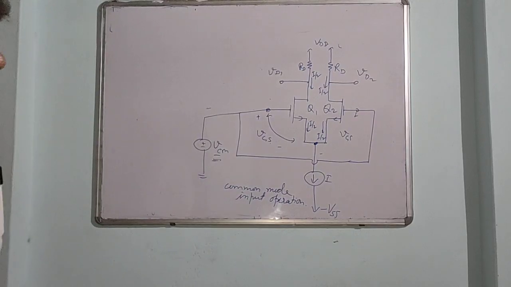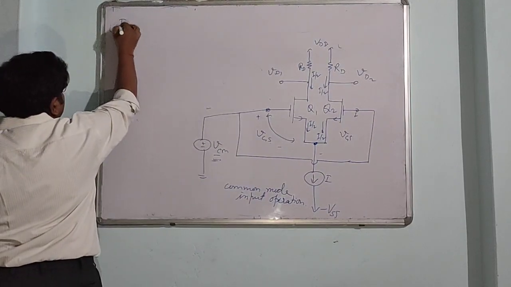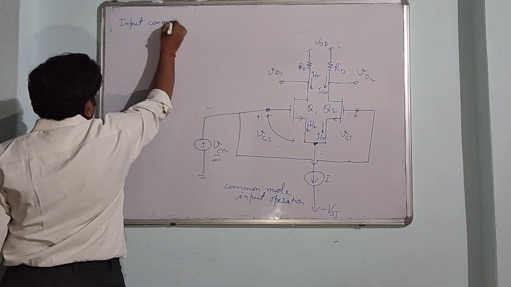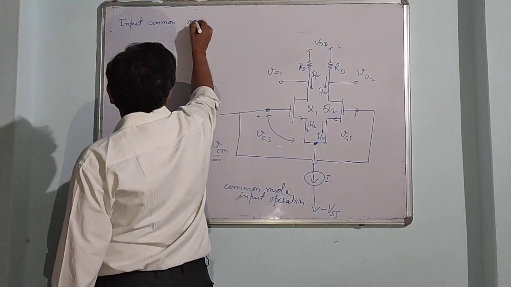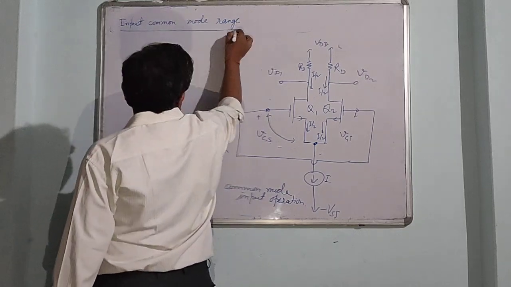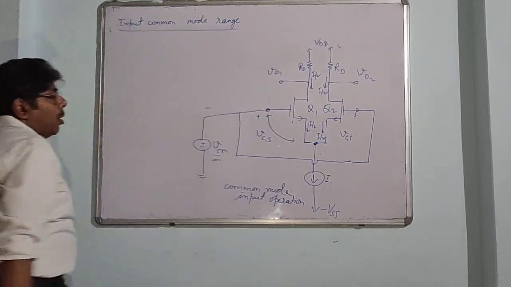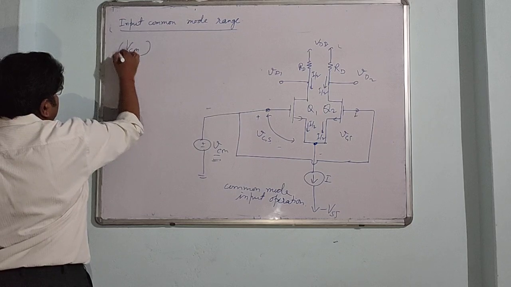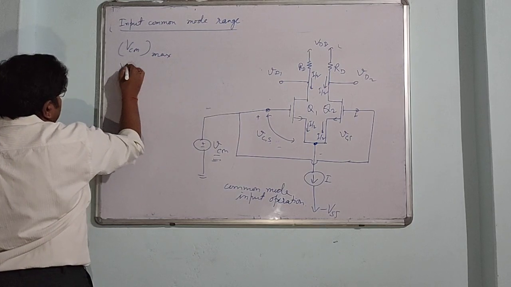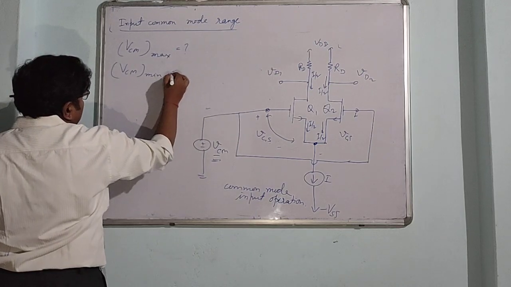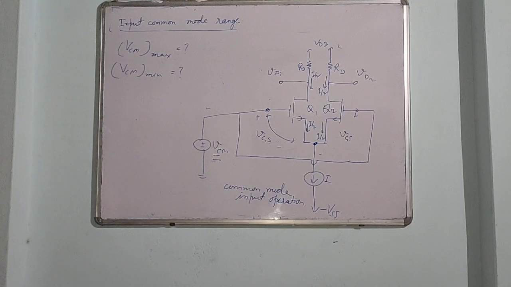So next part is the input common mode range. How can we calculate this range? Range means VCM maximum and VCM minimum. We have to calculate these two values. So how can we calculate this?